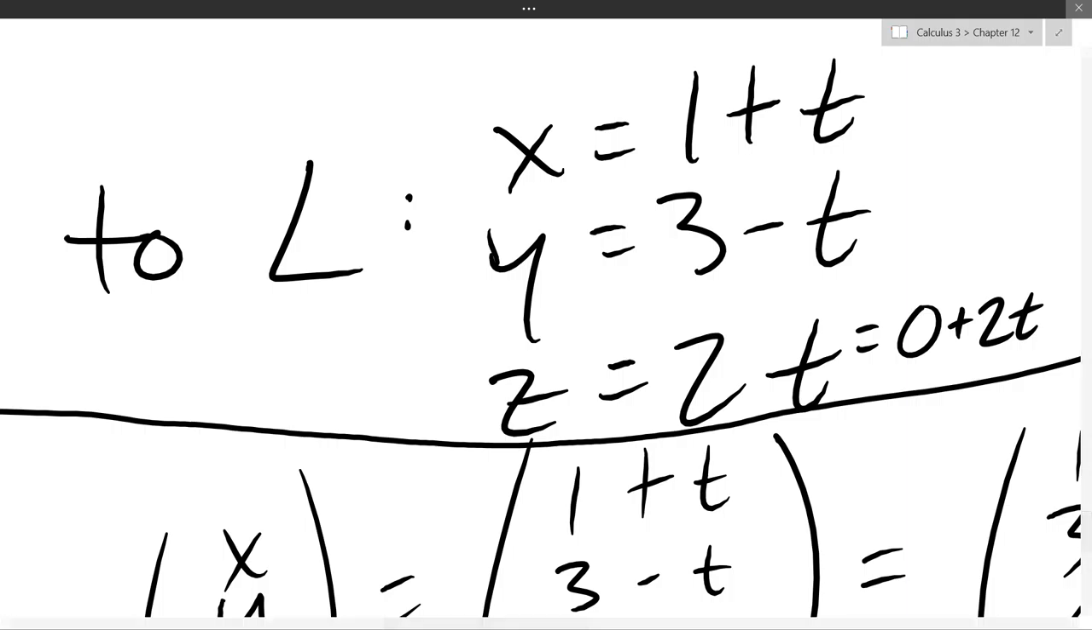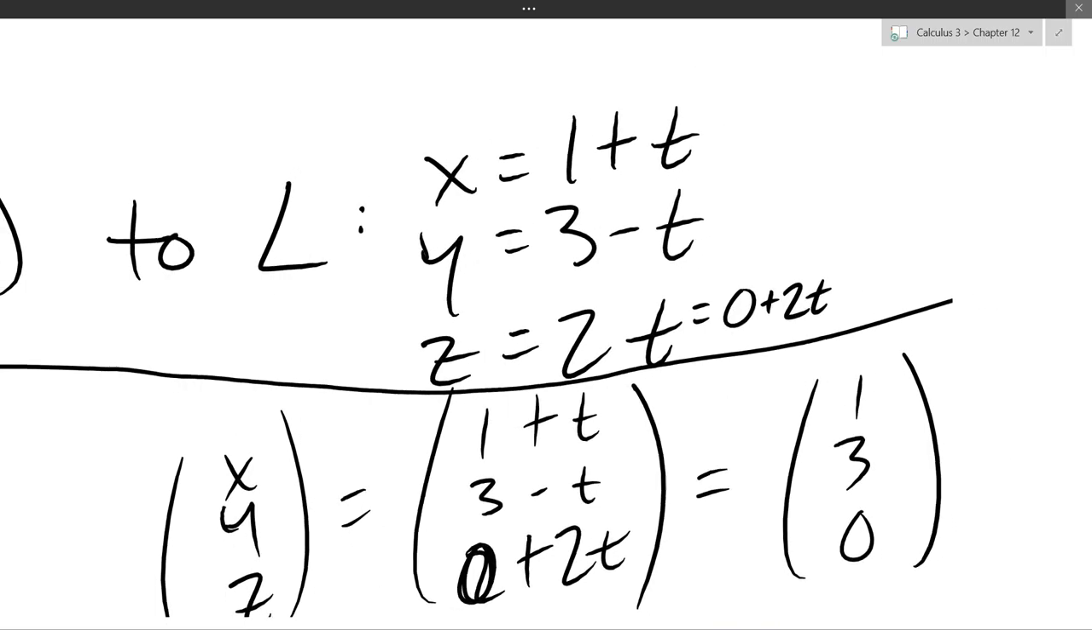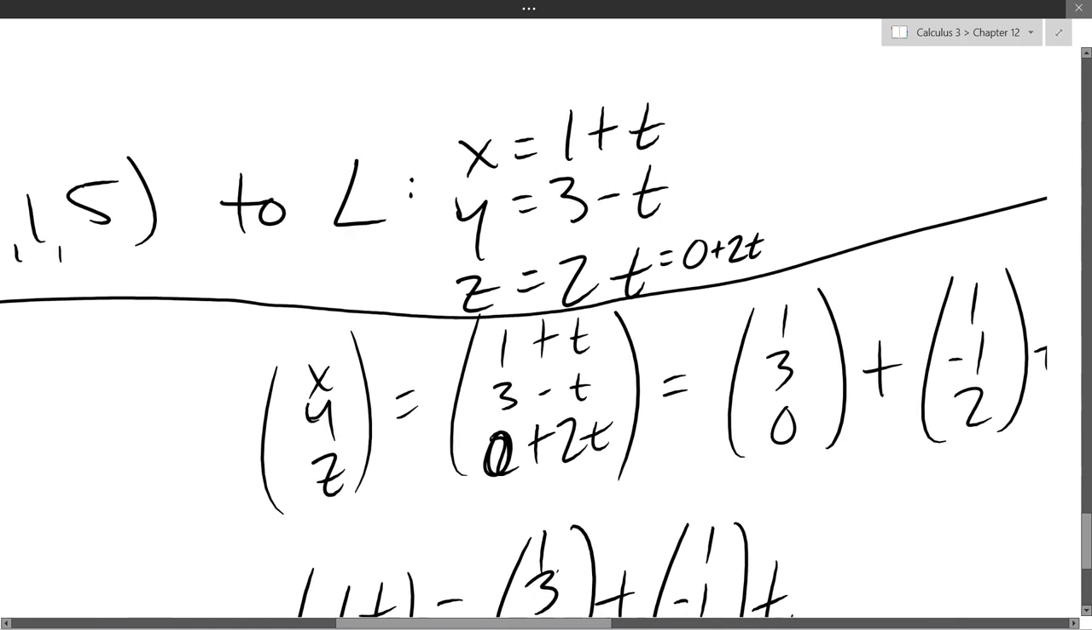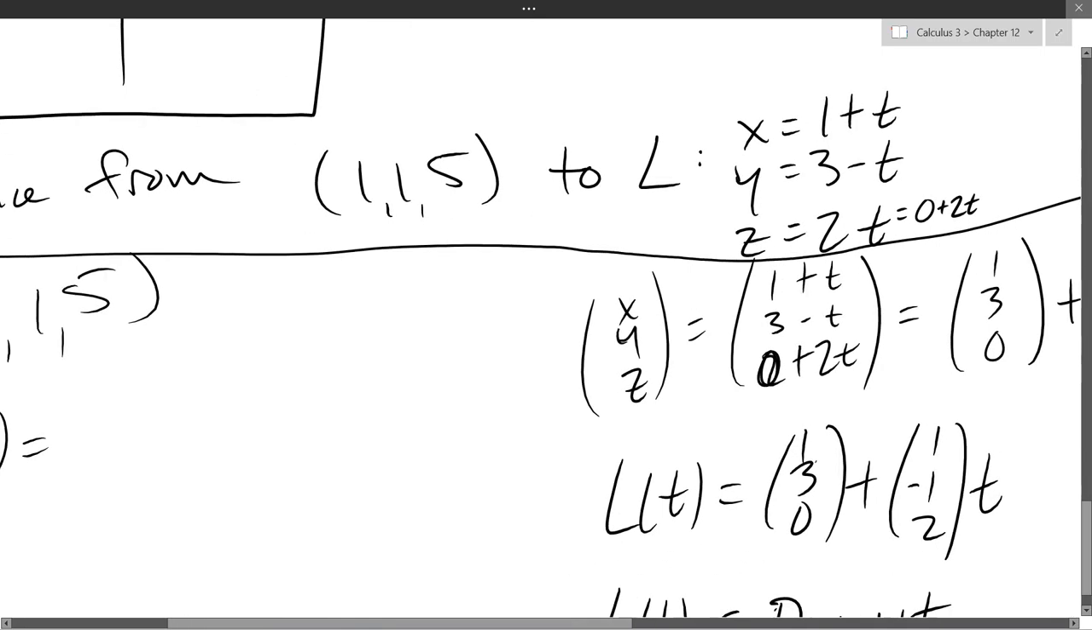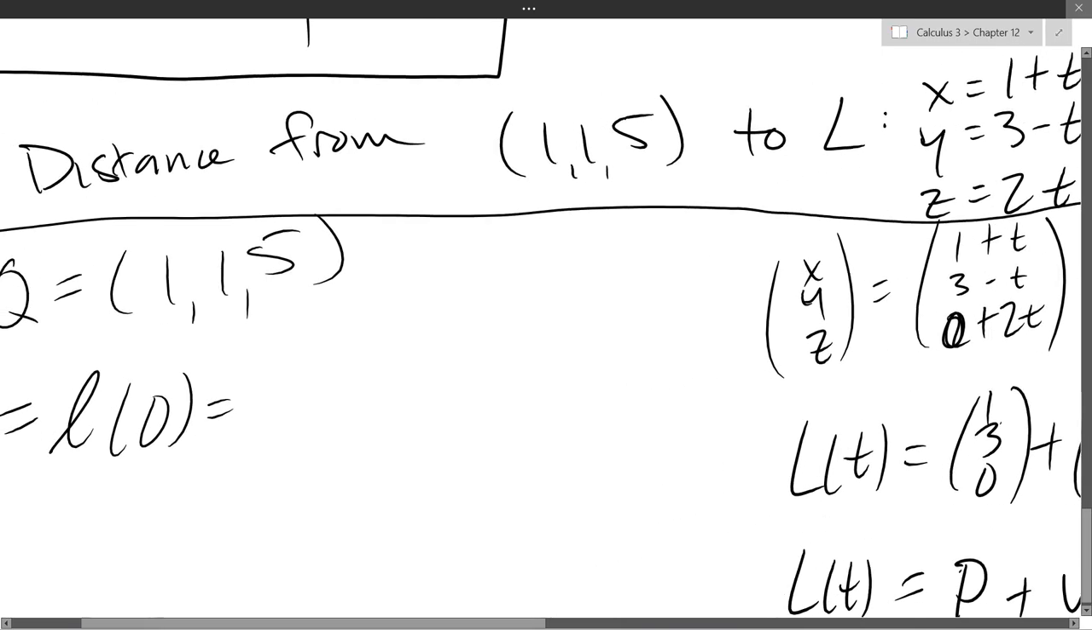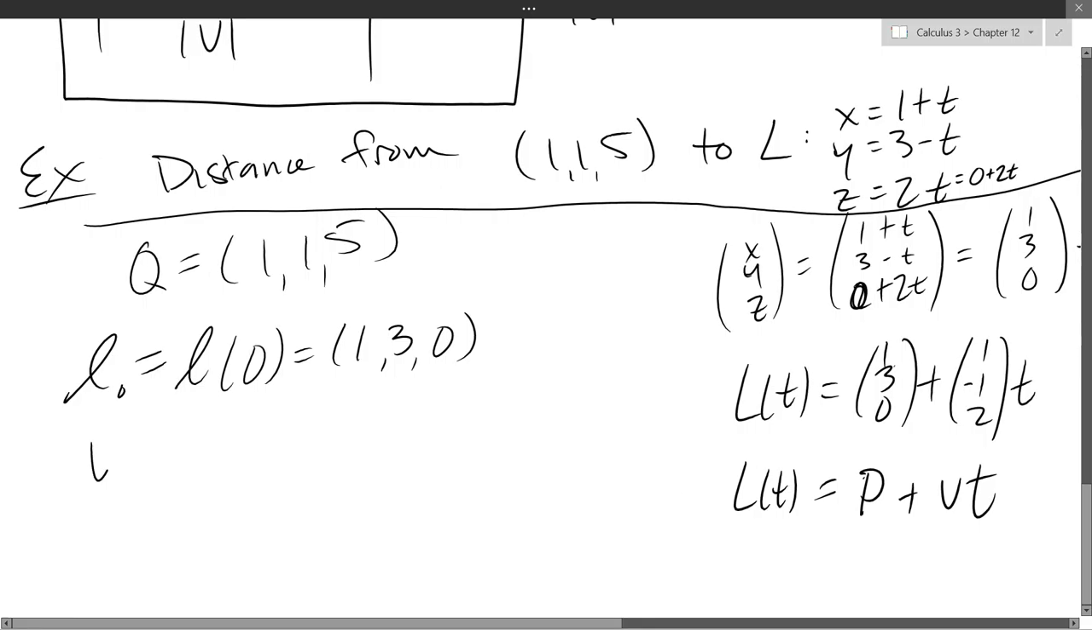Oh, yeah. So that's a very good reason. I messed up there to show you why you want to write 0 plus 2t, or else you're going to look at the 2. It's not the 2 you should be looking at. It's the invisible 0. All right, so that's a perfect demonstration of how to screw up. All right, so our point is 1, 3, 0.